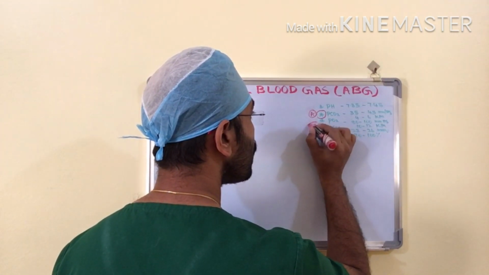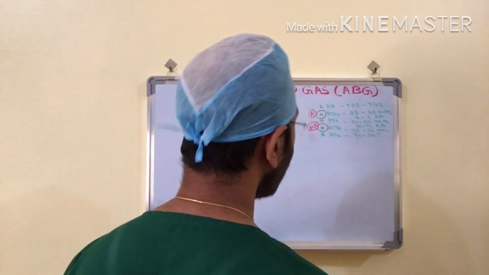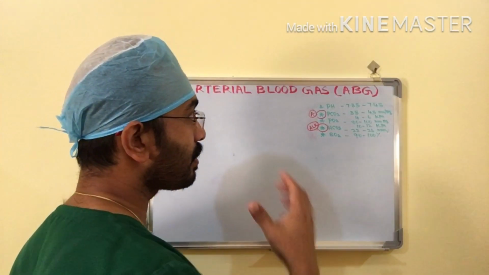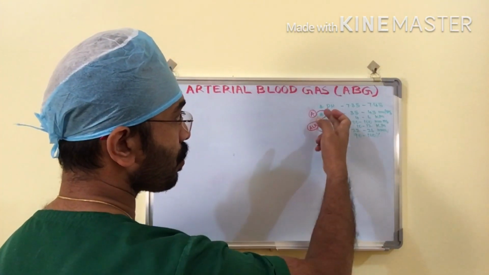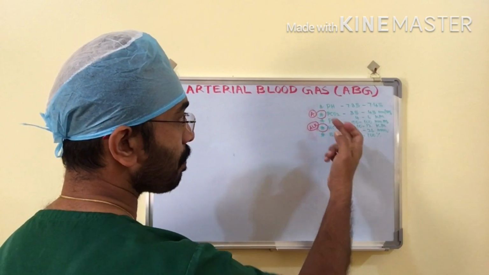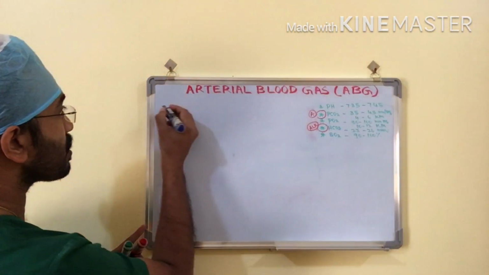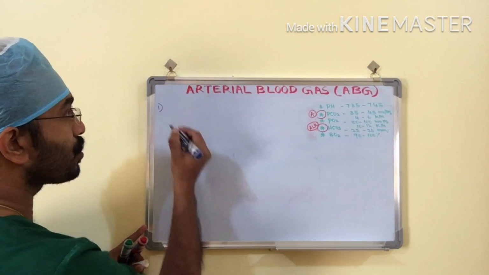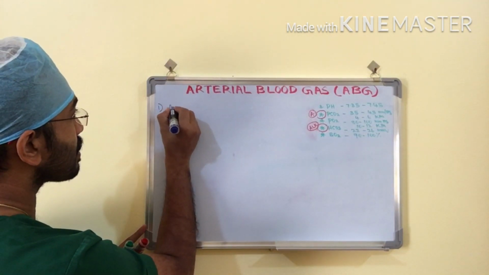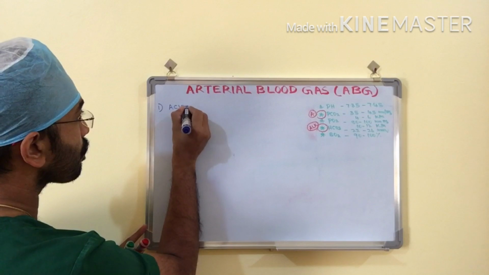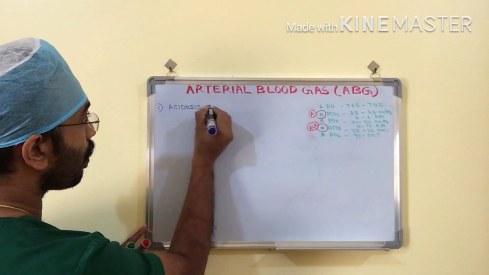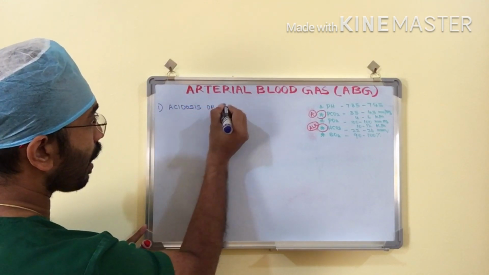So this thing also you have to think over and keep in your mind: the PCO2 and the bicarb. So let's go to the steps. There are 3 steps. The first one is to rule out whether it is acidosis or alkalosis.